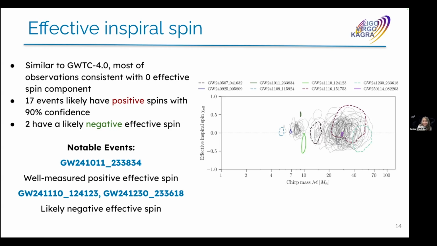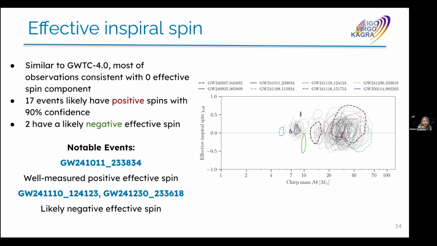And we can see that, as with other catalogs that we have seen before, chi effective is very consistent with being 0 for most of the binary black hole systems that we have observed. But we do have some events that we want to highlight. Specifically, we had 17 events which likely have a positive spin with 90% confidence. Some of these events are also highlighted in color in the figure on the right.